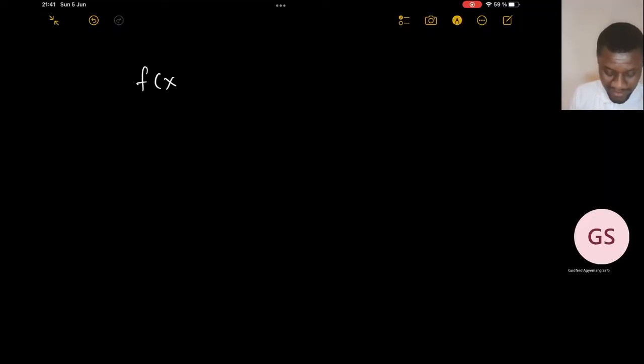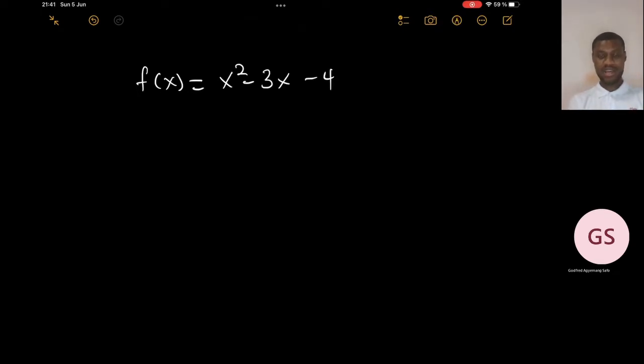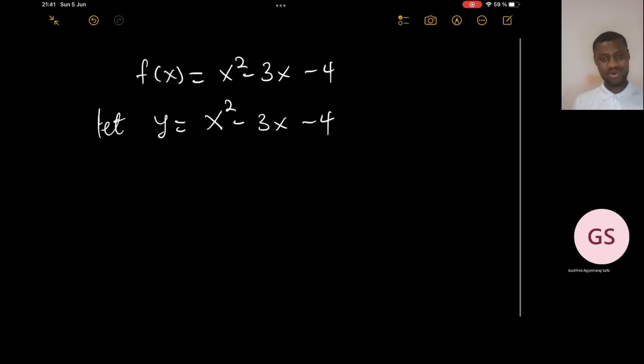Given that the function f of x is equal to x squared minus 3x minus 4, we are asked to sketch the graph of this function. First, let y be equal to x squared minus 3x minus 4. We use y because most students are familiar with y representing f of x. So now we let y be equal to the quadratic expression, so y is equal to that curve.